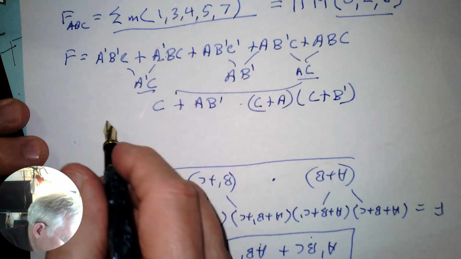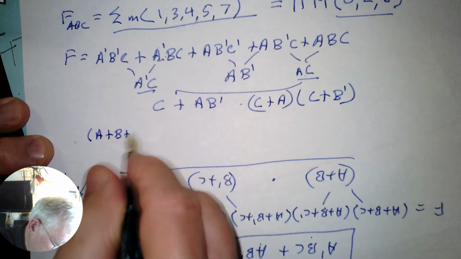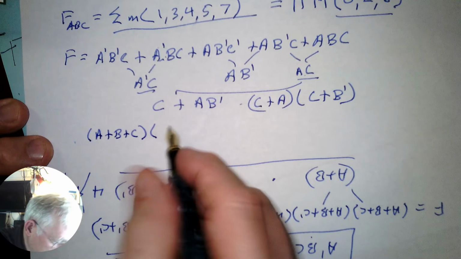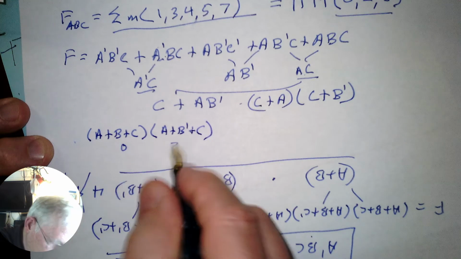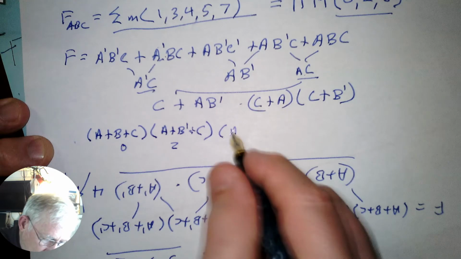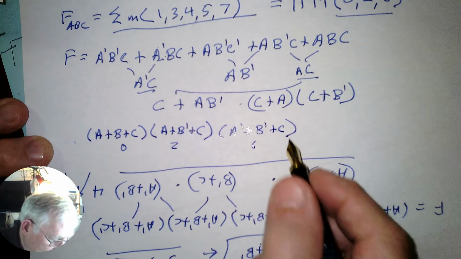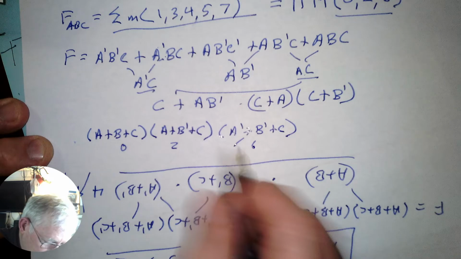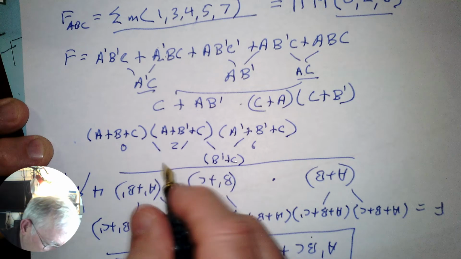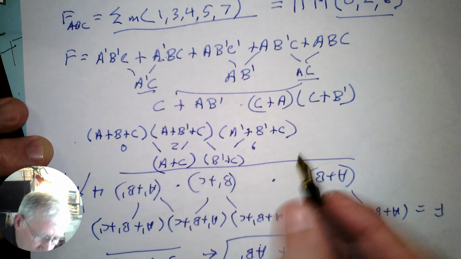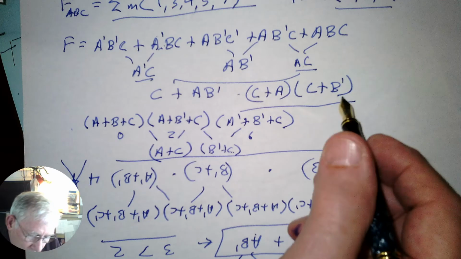So my max term solution, I have 0, that's just going to be a plus b plus c, times a plus b prime plus c, that's going to be max term 2. And then max term 6 is going to be a prime plus b prime plus c. And I can combine these two to b prime plus c, and I can combine these two to a plus c. And that's what I got there, well, switched around: a plus c and b prime plus c. All right, so it checks out.